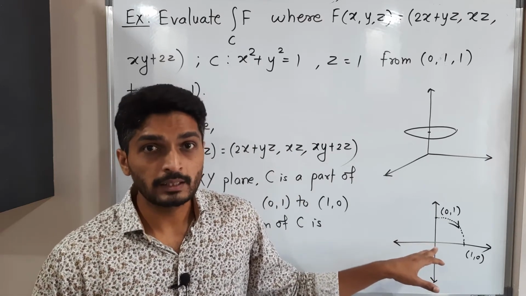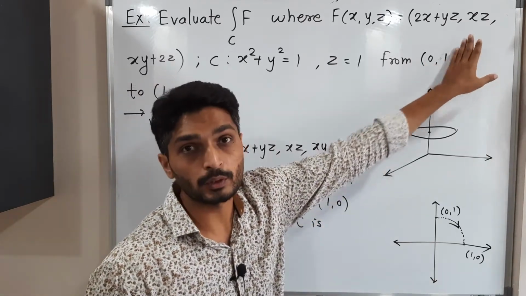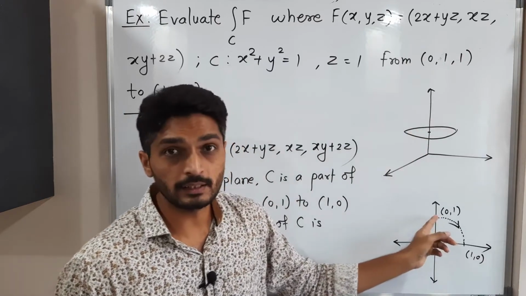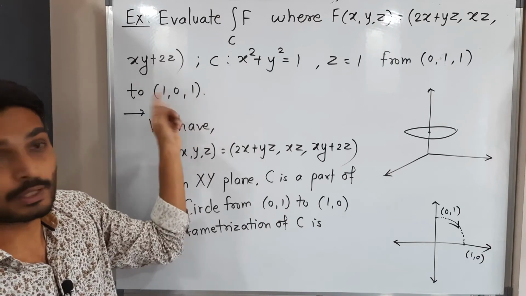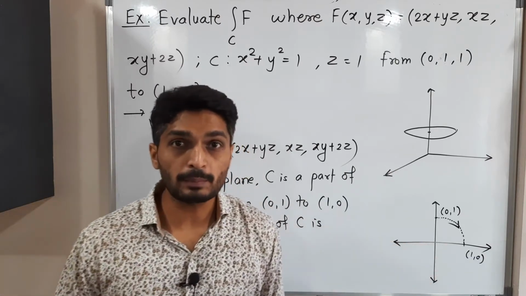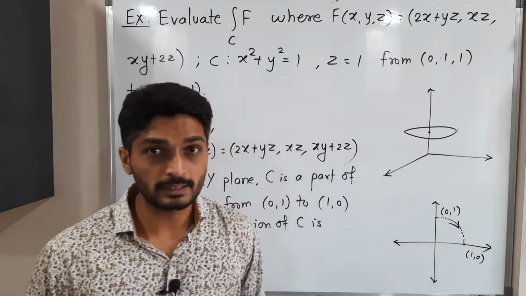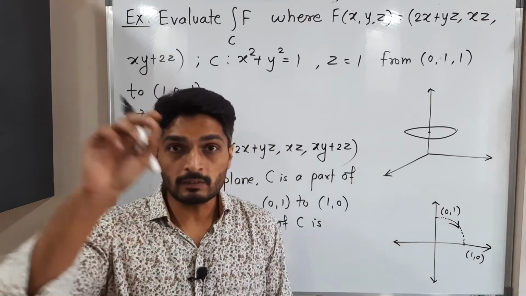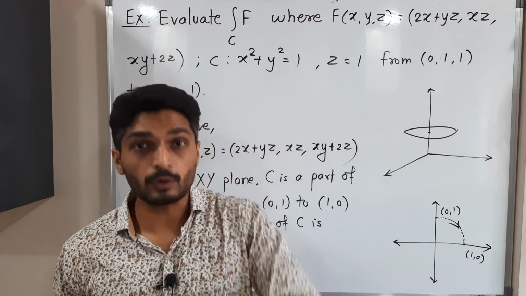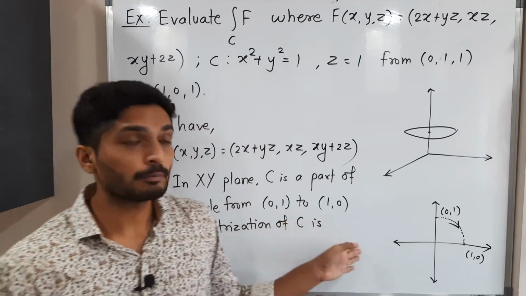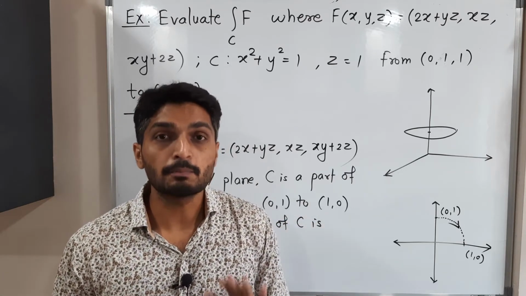And in the xy plane, the circle varies from (0, 1). Okay, don't consider the z component. (0, 1) is here, and (1, 0). Okay, don't consider the third component, (1, 0). So that means in the xy plane, it's a part of a circle only from (0, 1) to (1, 0). So actually, they have given it in clockwise direction. Getting? Normally what we do, we consider the anti-clockwise direction, but here they have mentioned the given curve in clockwise direction.